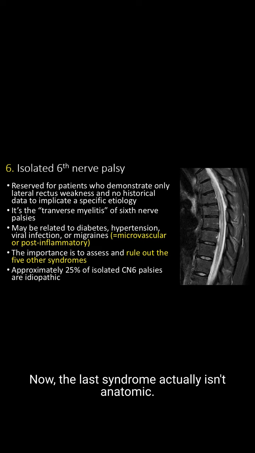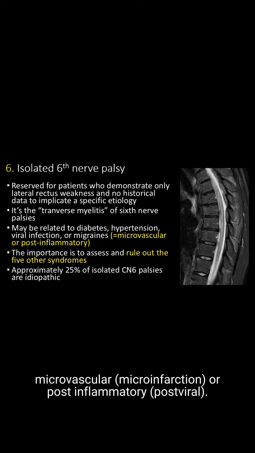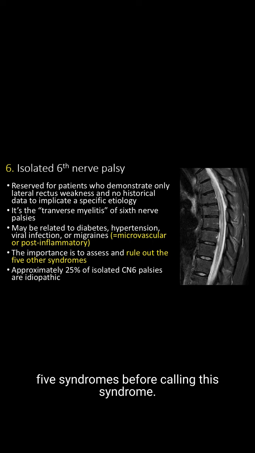Now, the last syndrome actually isn't anatomic. It's a cranial nerve 6 palsy with no other identifiable cause. It's kind of like the transverse myelitis of cranial nerve 6. It usually is going to be microvascular, microinfarction, or post-inflammatory, post-viral. But you must rule out the other 5 syndromes before calling this syndrome.